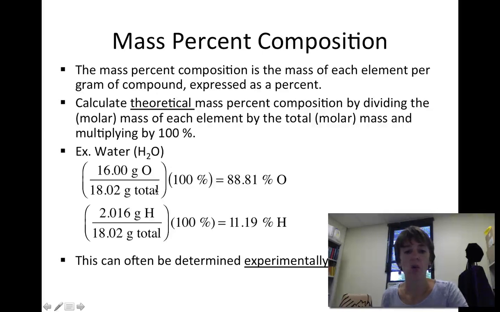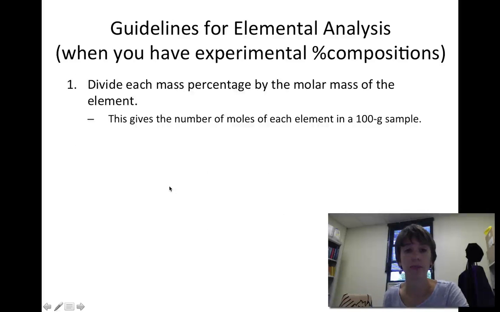More often, though, we have some sort of experimental results that tell us something about an unknown compound. So let's say we have some unknown compound. It's 40% this, 30% that, 30% something else. I can do math. So how do we take that information and figure out the formula of that compound?